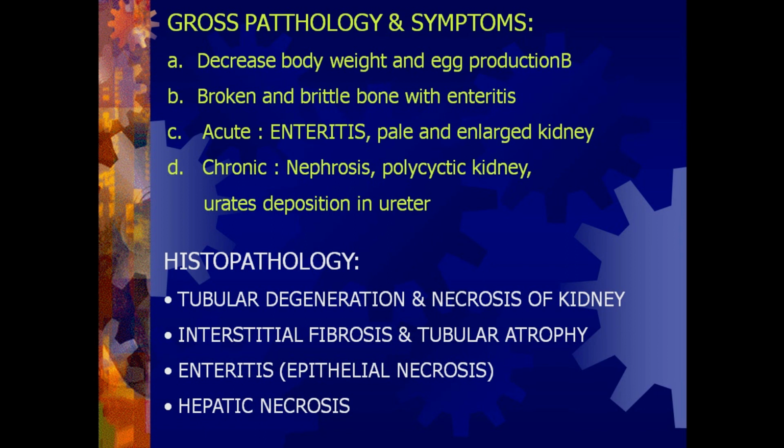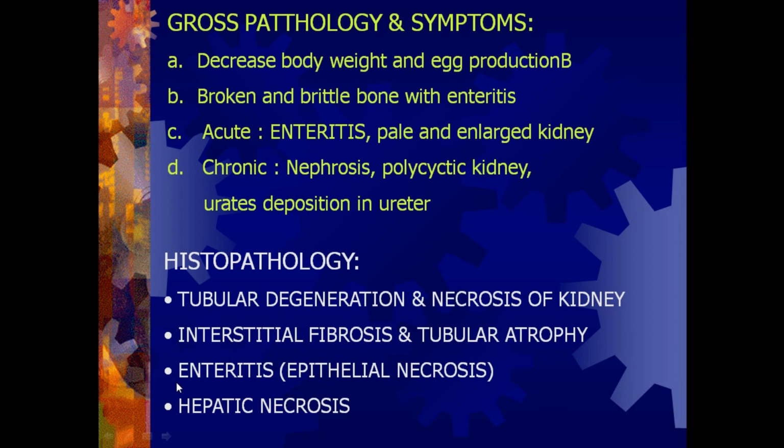So, just like I mentioned before, high concentrations of ochratoxin can cause arthritis. However, ochratoxins also can cause kidney damage that appears as a pale and enlarged kidney. In chronic exposure to ochratoxicosis, there will be nephrosis and also, as seen here, polycystic kidney and urate deposition in the ureter due to kidney function impairment. Histopathologically, we will find extensive tubular degeneration and necrosis of the kidney. If it occurs chronically, there will be fibrosis.